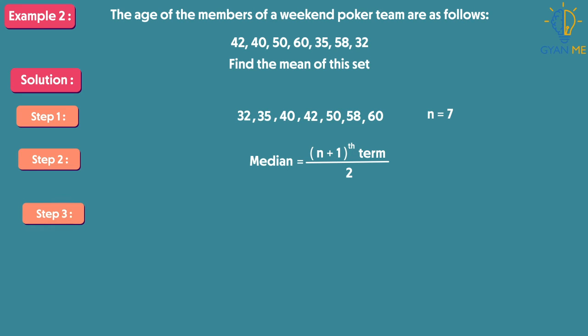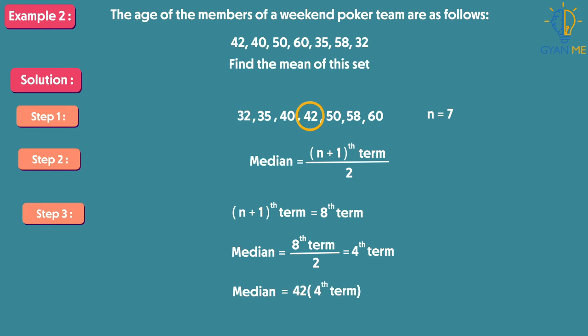Now from the data, (n plus 1)th term, that means 8th term divided by 2, that is the 4th term. So we find that the fourth term in the data is 42. Thus, the fourth term of our data, 42, is the median of this data. Again, you can see that 3 values of the data fall below 42 and 3 values of the data fall above 42. Thus, 42 is again a positional mean.